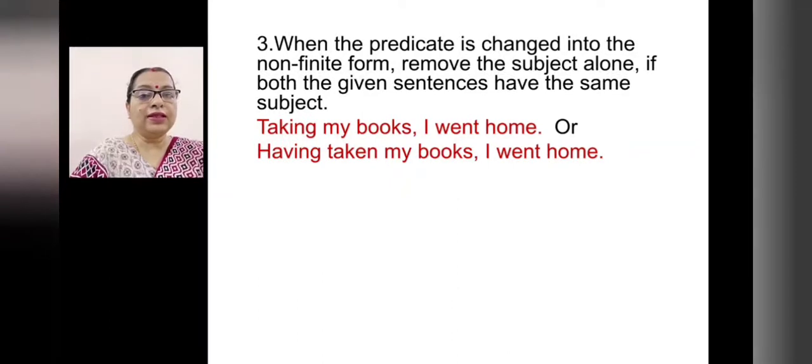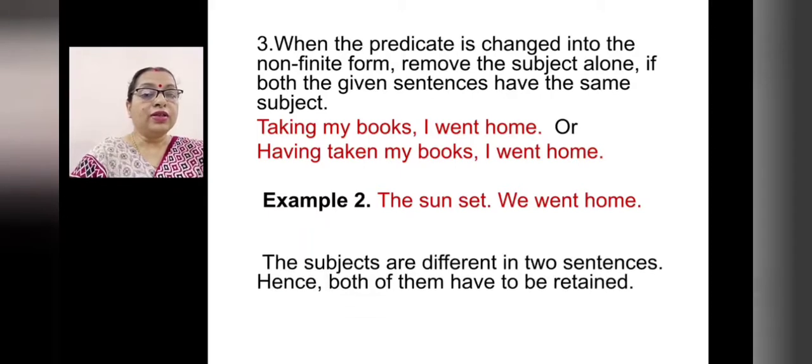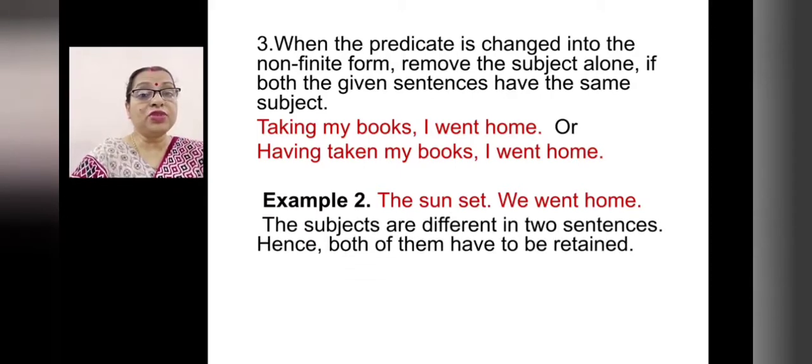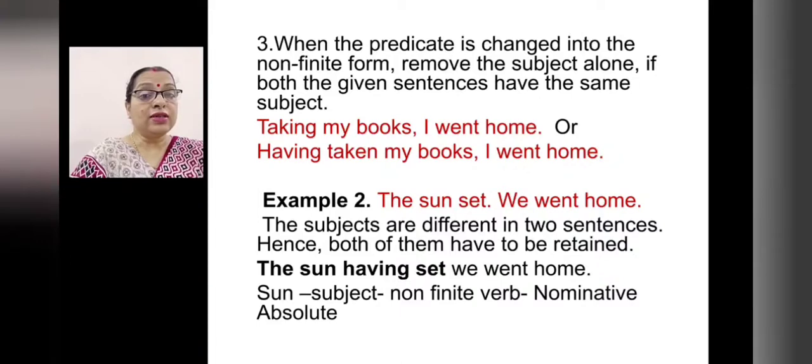Now let's see the next example. The sun set, we went home. Here, what is the difference? The subjects are different in the two sentences. Hence both of them have to be retained. So, what will you write? The sun having set, we went home. So, sun is the subject and then the non-finite verb is having. So that is called a nominative absolute.